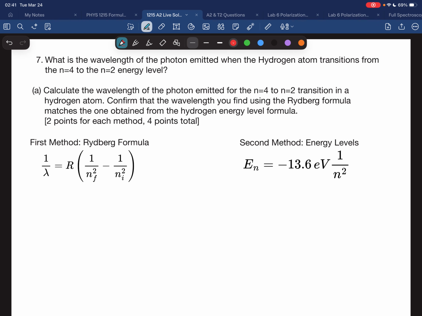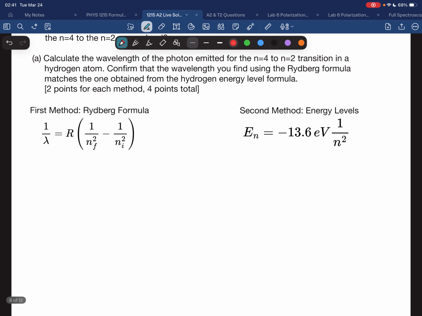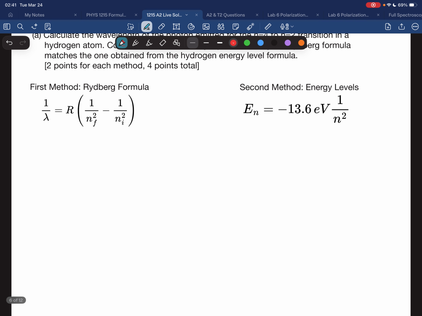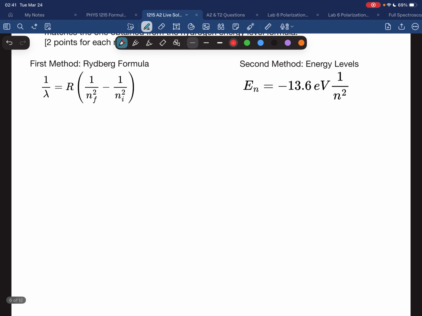So, Part A, calculate the wavelength of the photon emitted for the n equals 4 to n equals 2 transition in a hydrogen atom. Confirm that the wavelength that you find using the Rydberg formula matches the one obtained from the hydrogen energy level formula. 2 points for each method, 4 points total. I've given both formulas here for us. So let's do the Rydberg formula first.